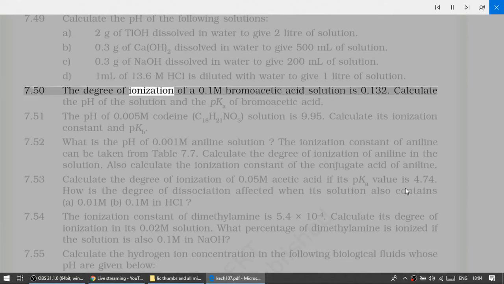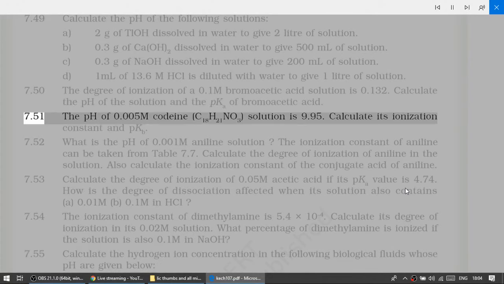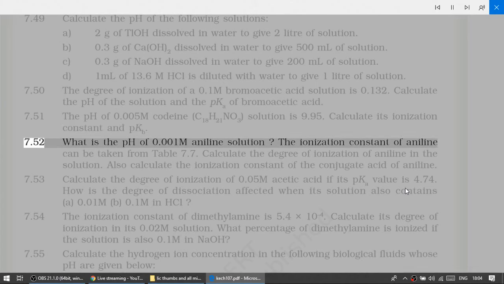7.50 The degree of ionization of a 0.1 M bromoacetic acid solution is 0.132. Calculate the pH of the solution and the pKa of bromoacetic acid. 7.51 The pH of 0.005 M codeine, C18H21NO3, solution is 9.95. Calculate its ionization constant and pKb.